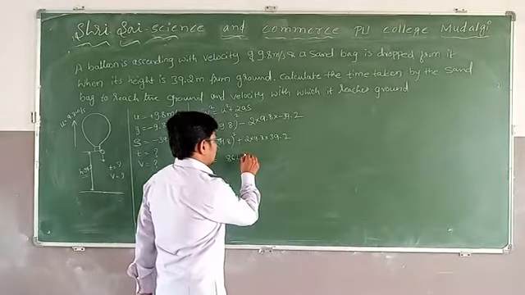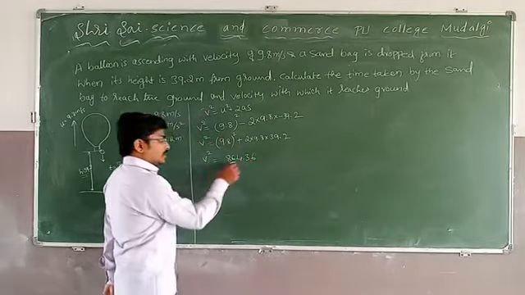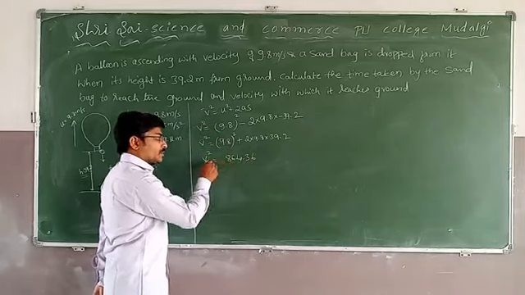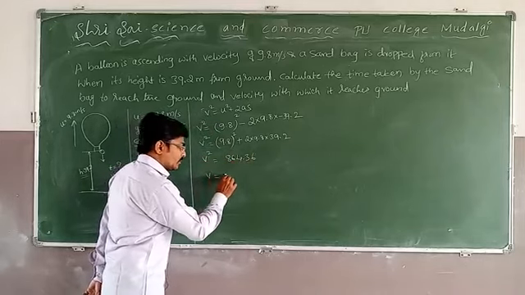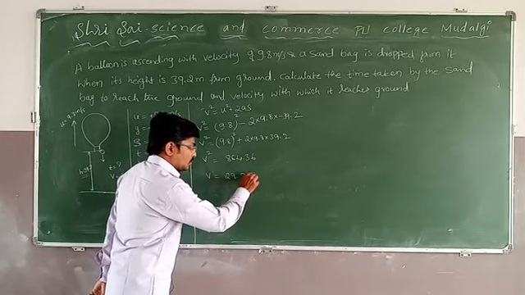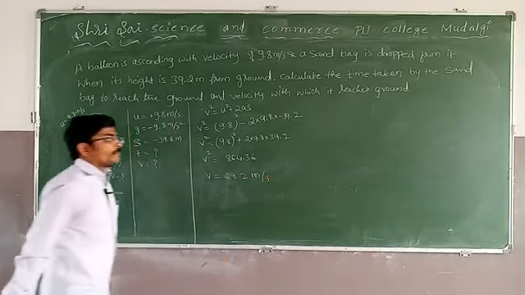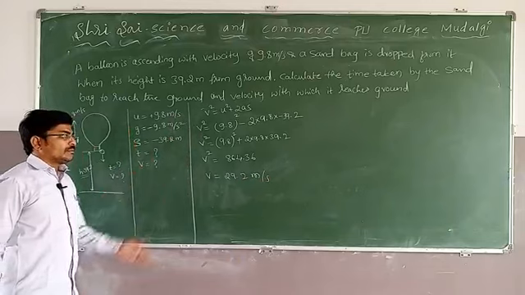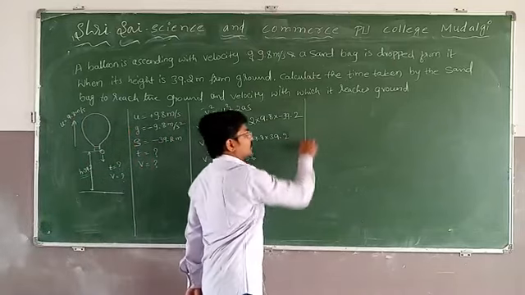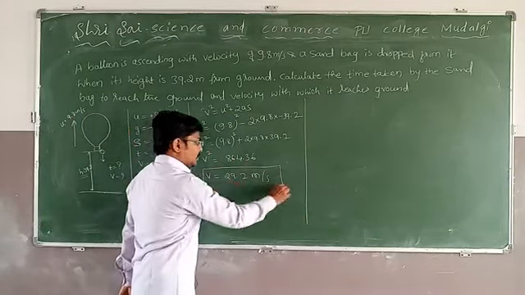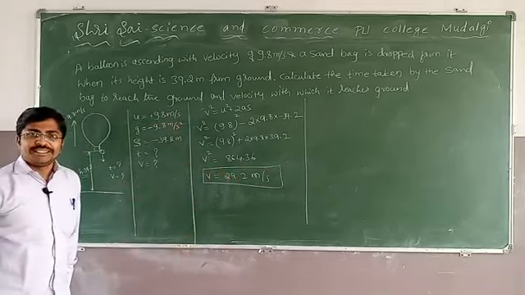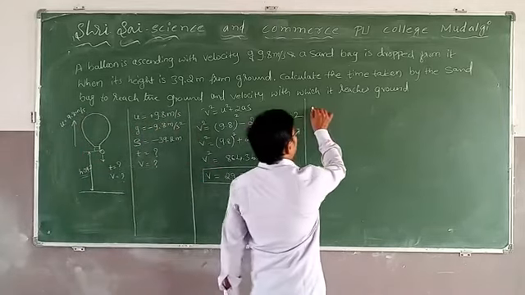864.36. What they have given? 36. It is a V square value. Take the square root on both sides. V is equal to 29.2 meter per second. What they ask? V. Fine. Once we got this V value, use this V value to find the T.